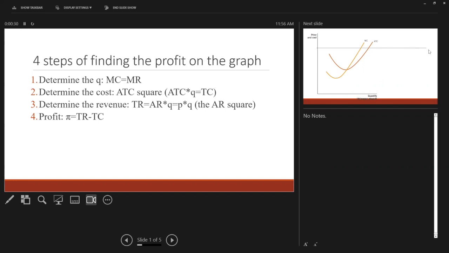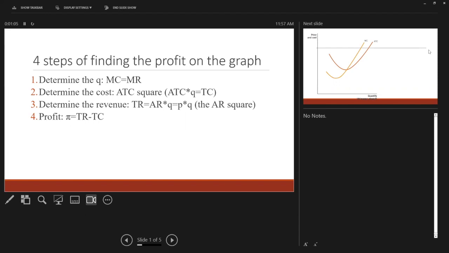So we're here to look at the application of the 4 steps of graphing, so as to help you find the area in the graph that represents the revenue, the cost, and the profit of a firm in different market structures, including a competitive firm and a monopolistic firm. Okay, so let's look into the 4 steps first.